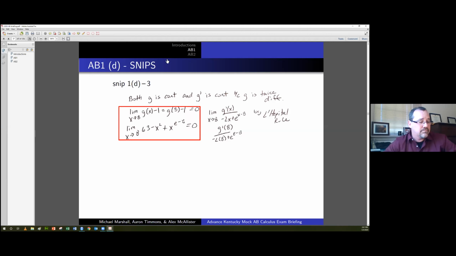I glance down. They don't have to simplify, but they never subbed in. They never changed G prime of 8 to be 0. You can't stop there. You have to evaluate the function. So they're going to get a 1-1-1-1-1-0.